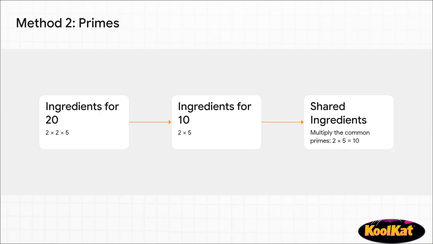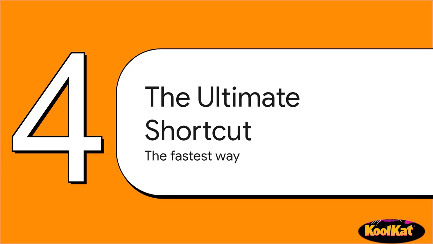Okay, tool number 2 is for the chefs out there. We're going to break these numbers down into their prime ingredients. So the recipe for 20 is 2, 2, and a 5. The recipe for 10 is one 2 and one 5. Now, what ingredients do these two recipes share? Well, they both have a 2 and they both have a 5, so you just multiply those shared ingredients together, and what do you get? 10.